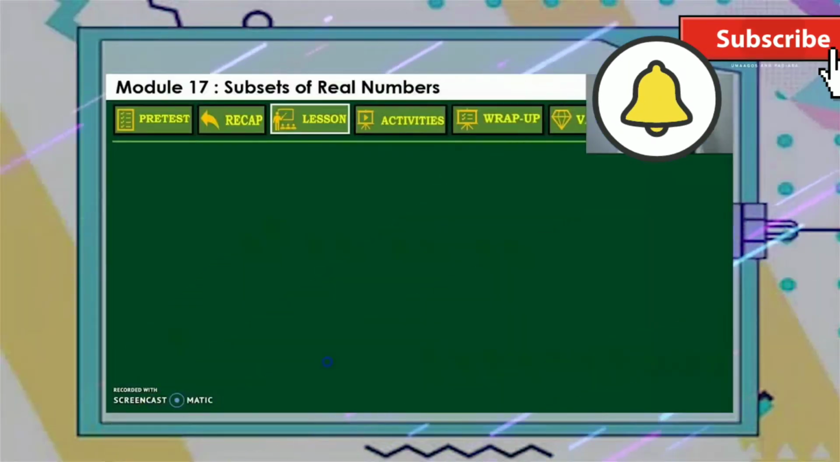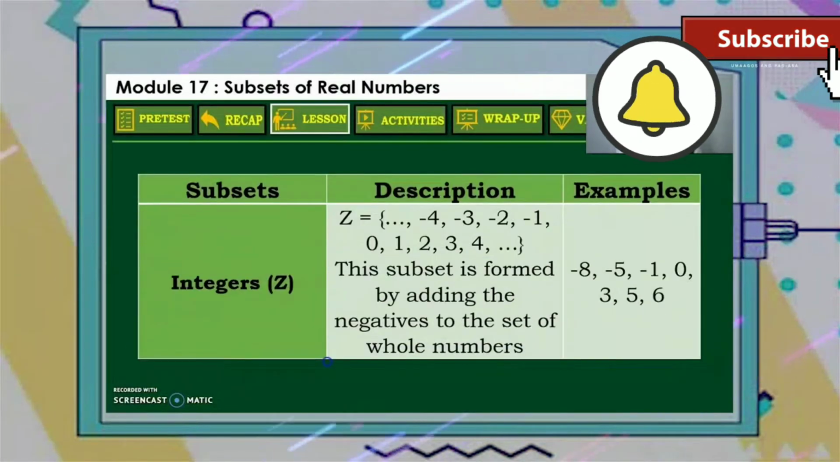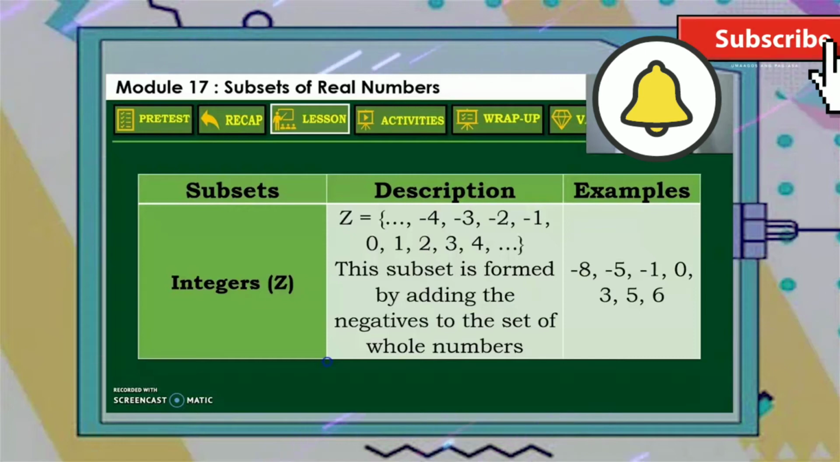The next subset of real numbers is what we call the integers. So this subset is formed by adding the negatives to the set of whole numbers. So when we group negative numbers, 0, and positive numbers, those are what we call the integers. So some examples of integers are -8, -5, -1, 0, 3, 5, and 6.